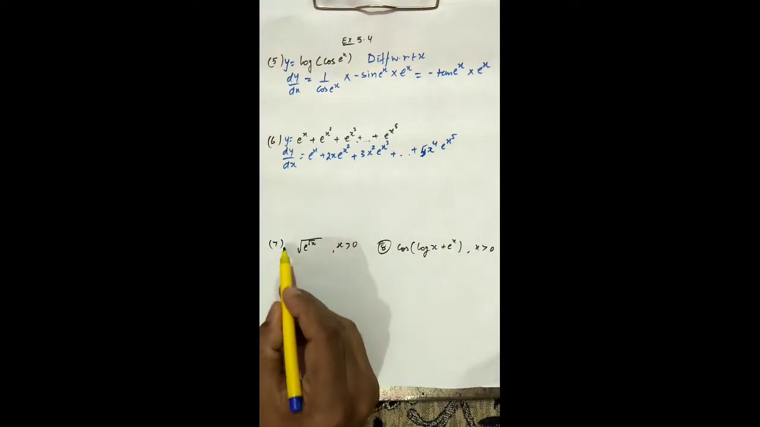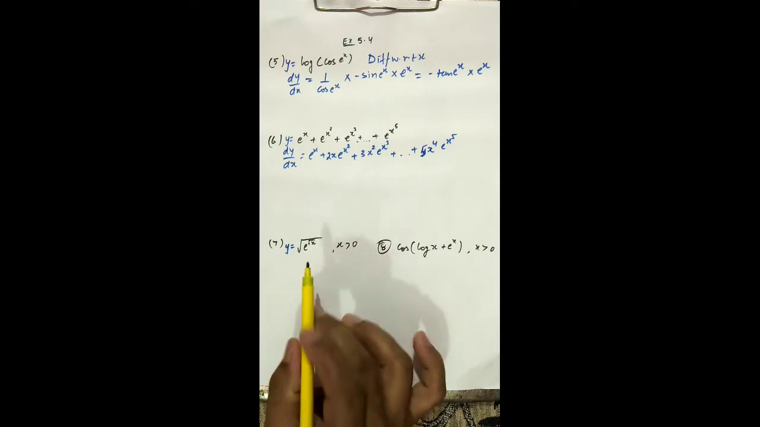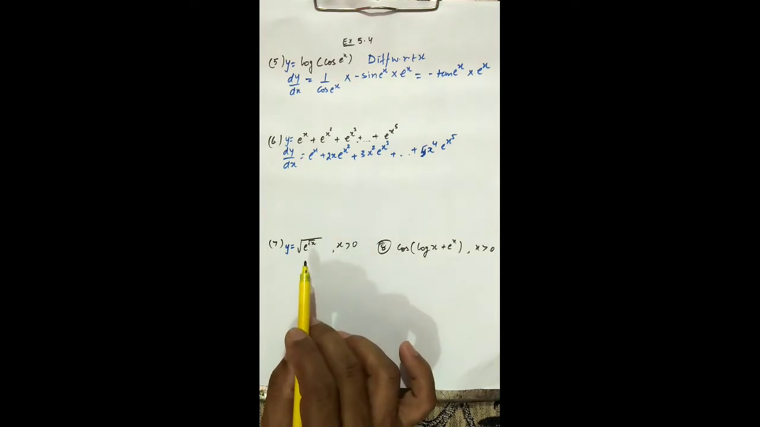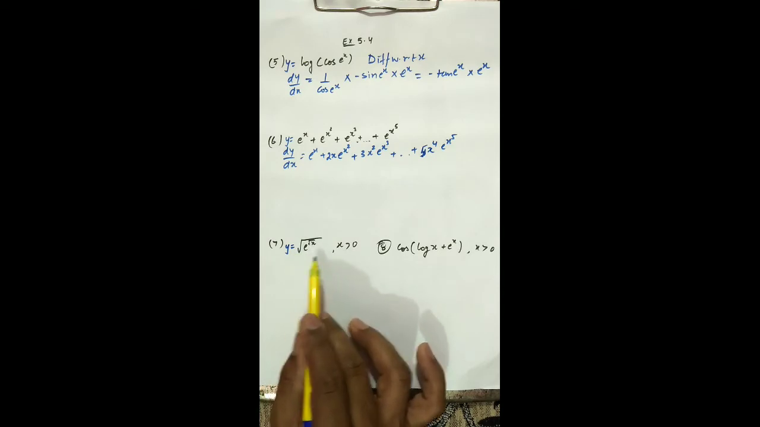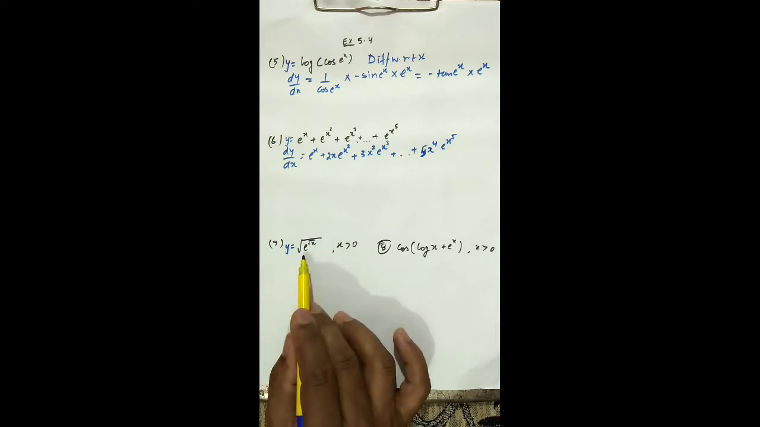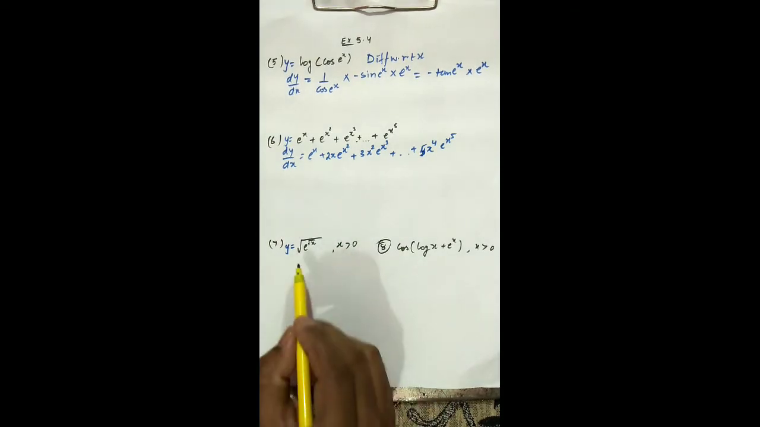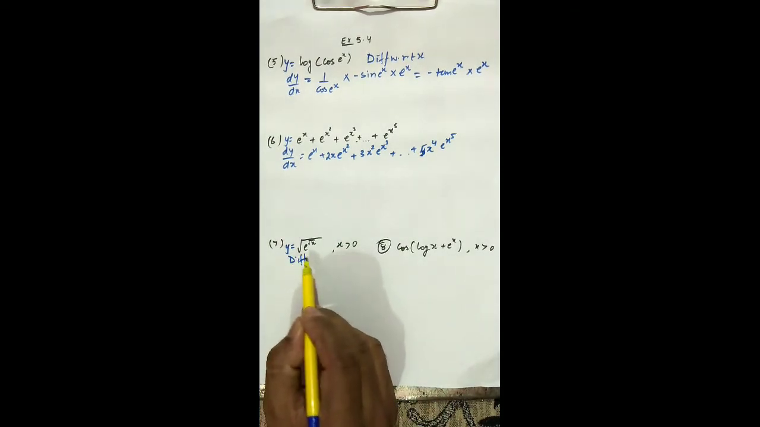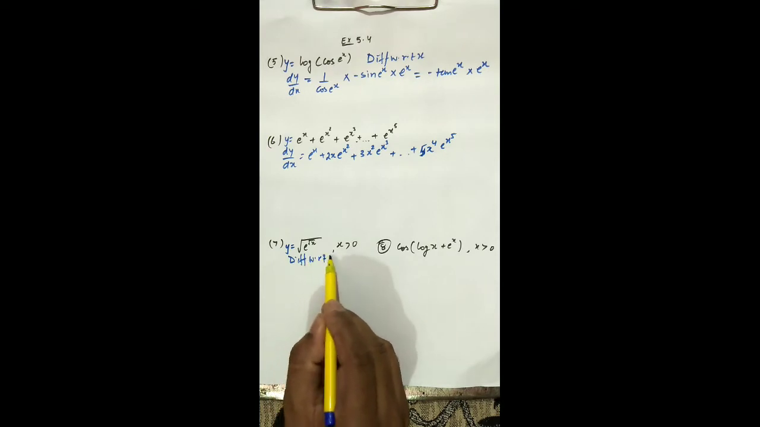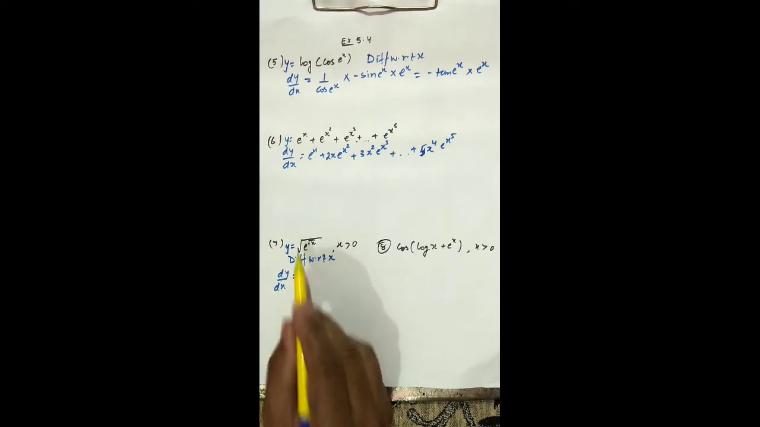Now consider this seventh one. This is square root of e to the square root of x. Please understand there are actually three functions, and this is the composition of those three functions. The first function is the root, the second function is the exponential, and the third function is again root x. So we have to apply the chain rule and differentiate with respect to x. So this will be dy by dx, and first you apply the chain rule.